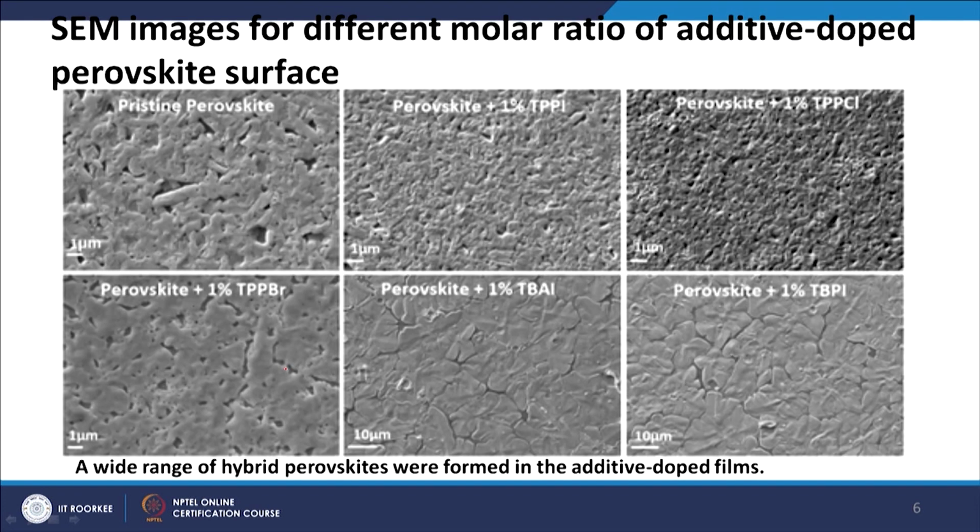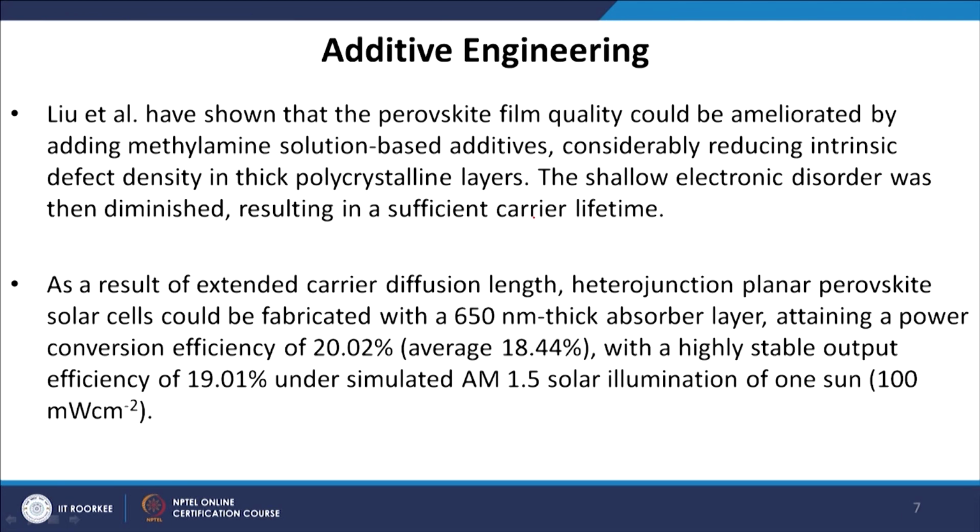For example, if we use different additives, with only perovskite, this is the SEM image. If we use 1% TPPI, the morphology improves. If we use 1% TPPCl, the morphology further changes. So, what we mean by changing the morphology is the smoothness, uniformity, crystallinity and the packing, and these all affect the charge transport properties. So, there are different approaches, for example, Liu et al.